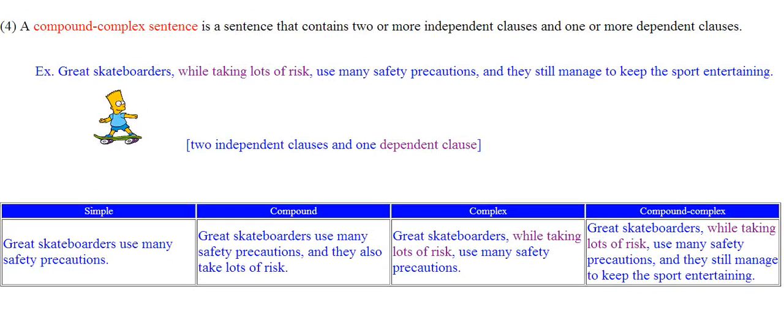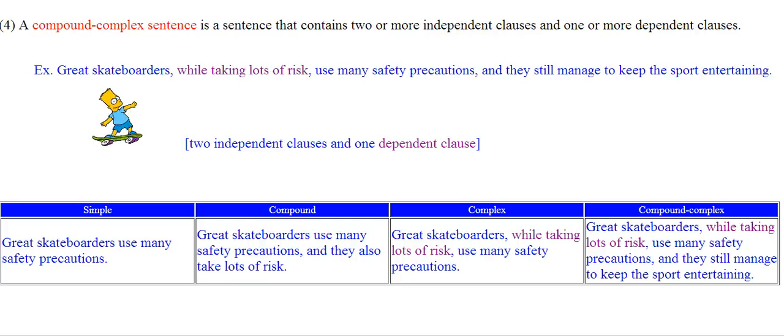If you look at this table from left to right, you can see the progression, how it goes from simple. So as I was saying, from left to right, we have a progression going from the simple to the compound to the complex to the compound complex. And you can see that throughout all of these sentences, I stayed with my original thought: great skateboarders use many safety precautions.